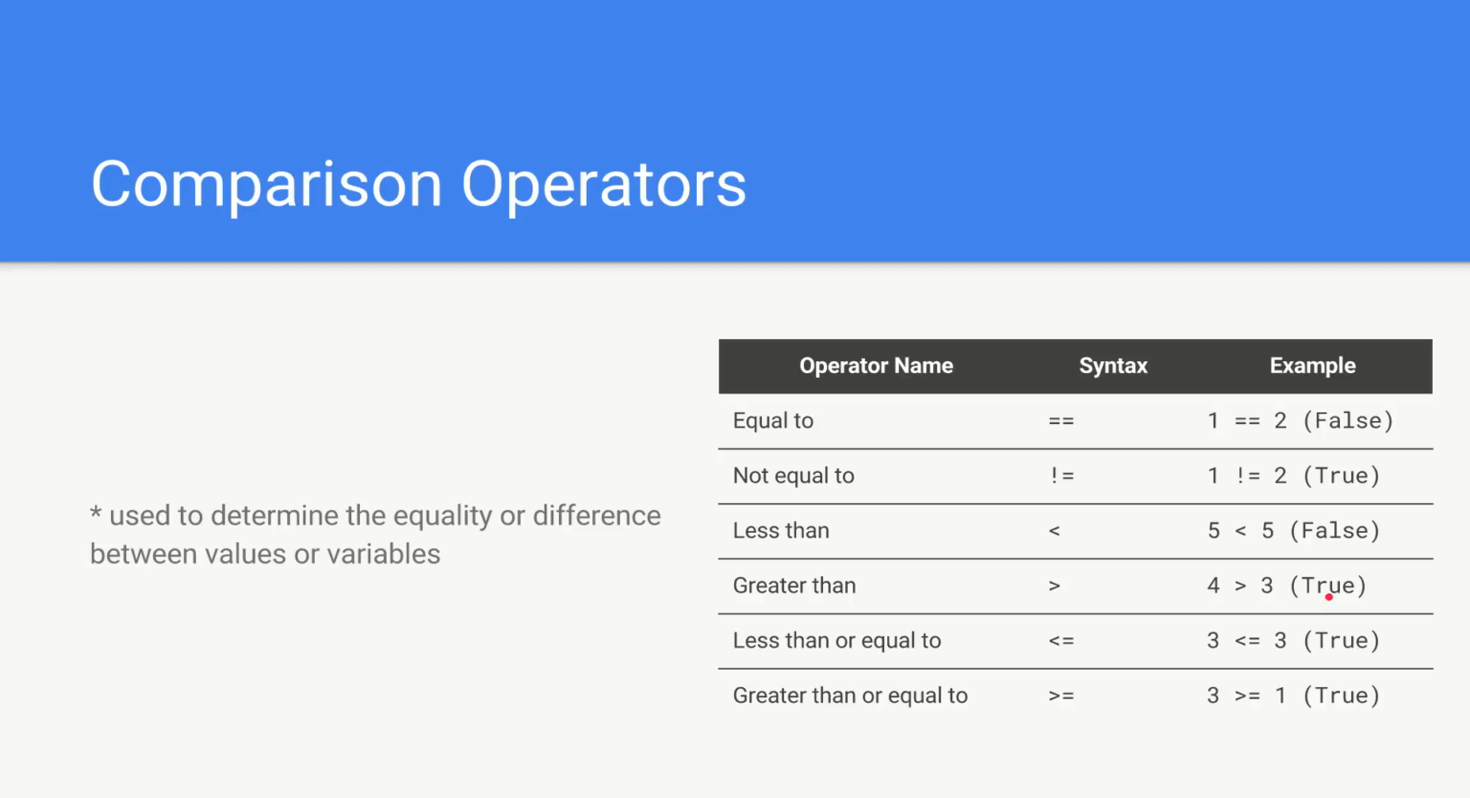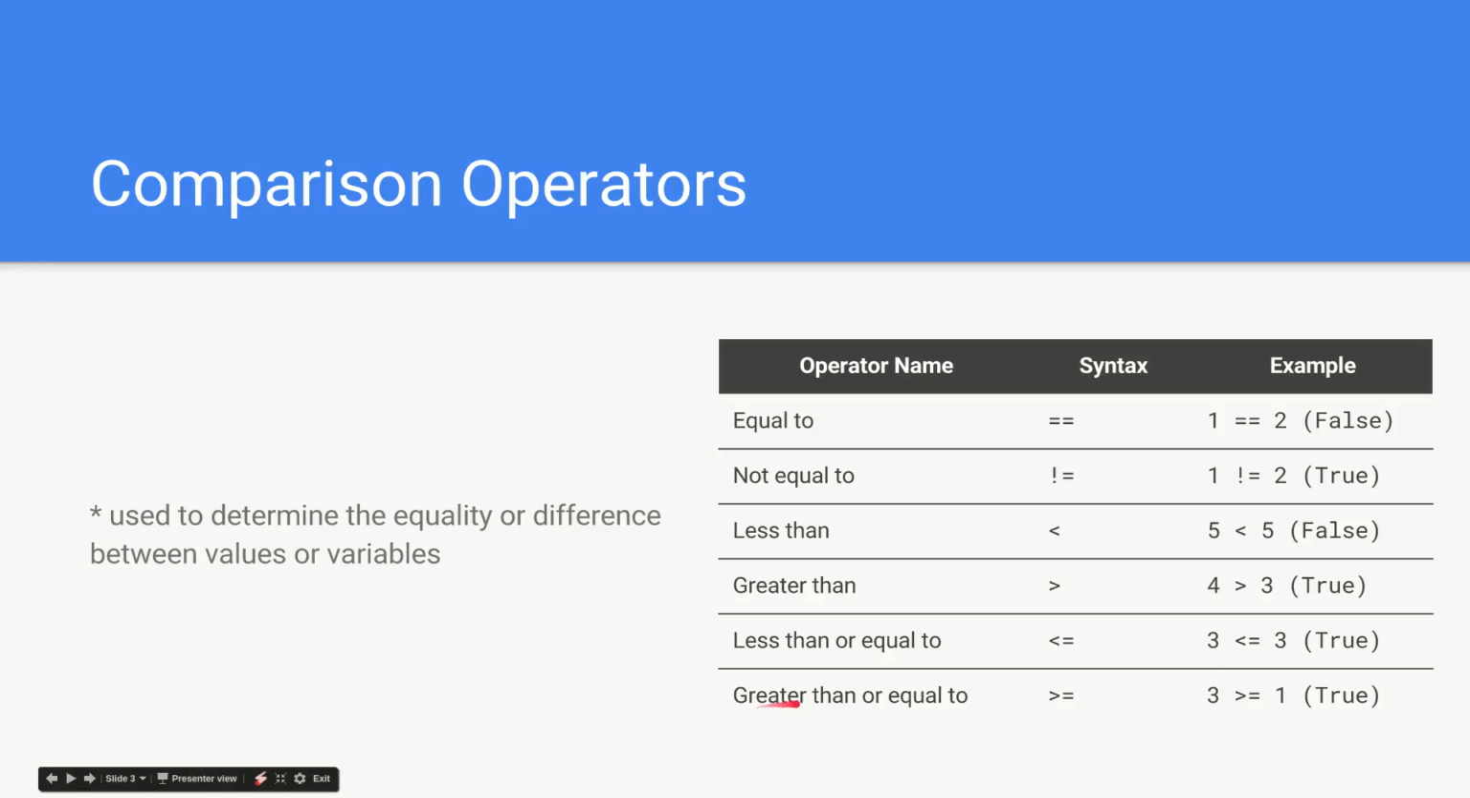The last two operators are a combination of the equal to operator and the less than and greater than operators. So the less than or equal to operator checks if the value on the left is less than or equal to the value on the right and returns true if it is. So in the example we see that 3 is equal to 3, so true is returned.